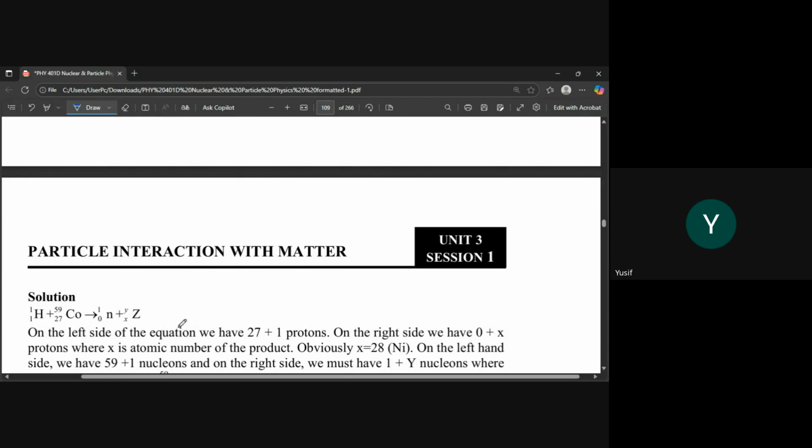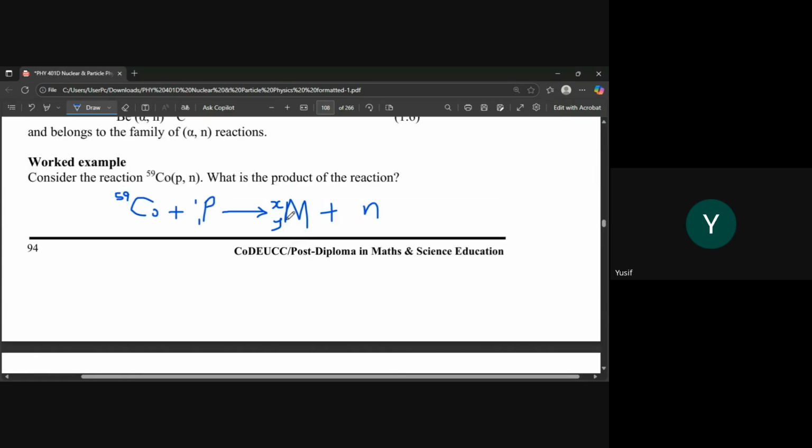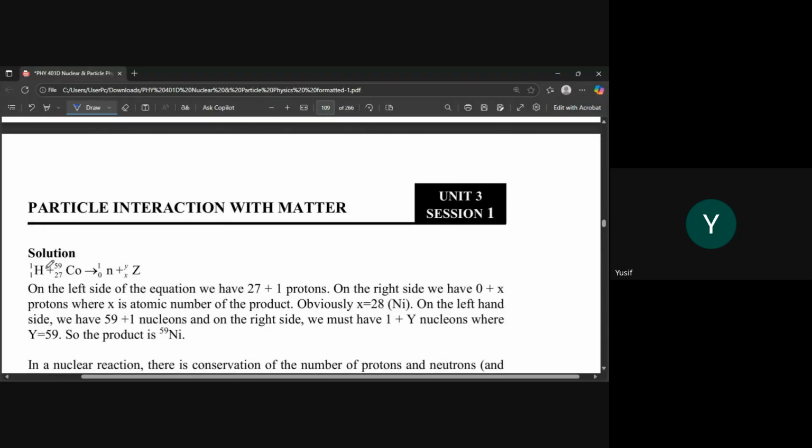Okay, so at the end of the day, if you want to balance the equation and find the X and Y, you come here. For the left-hand side, we have the hydrogen to be 1. We are dealing with the mass number first. So for the mass number, on the left-hand side, we have 1 for the hydrogen, plus 59, which is for the cobalt over here. At the end of the day, we are going to get 60.